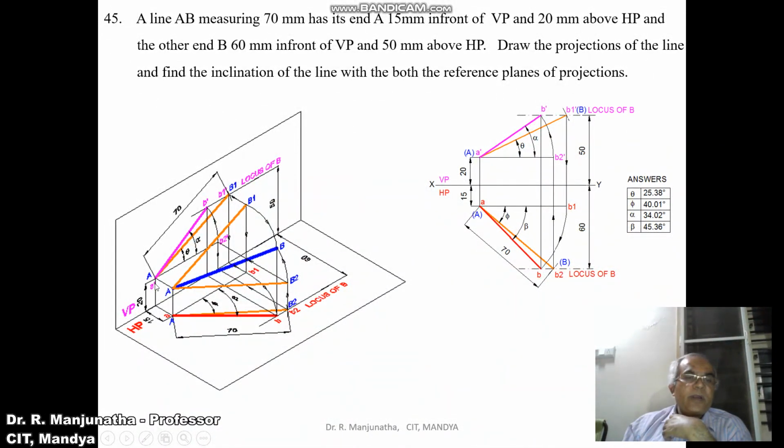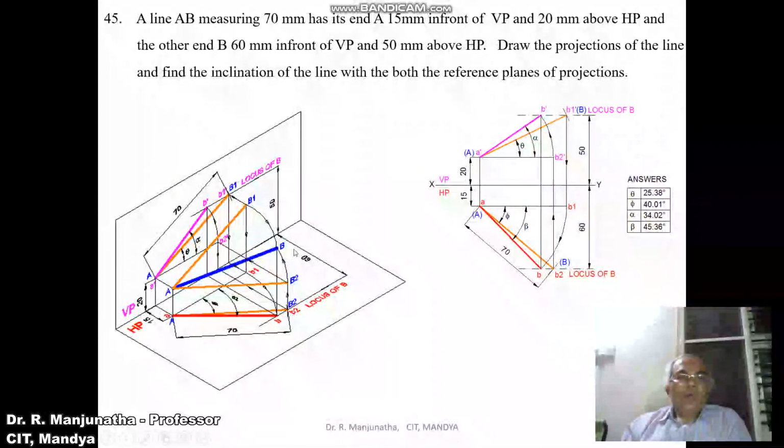So you mark this point, which is A dash and which is A. And the other end B is 60 mm in front of VP and 50 mm above HP. So the distance from here to here is 60 mm in front of VP, and the distance is 50 mm above HP, which is in space. So we are going to get this point. Then join these two, which is going to be AB.